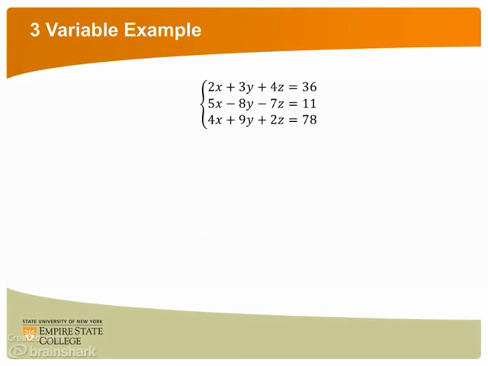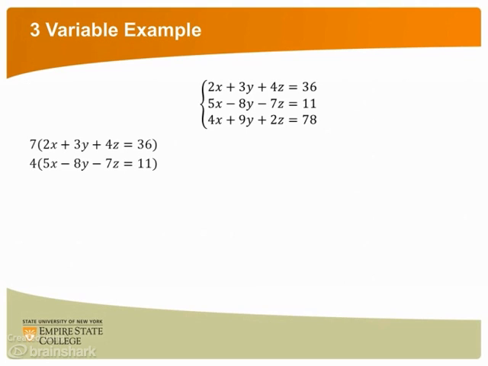How are we going to handle a problem where we have 3 equations with 3 variables? Our basic plan will be to work on 2 equations at a time to eliminate one variable completely. This will leave us a new system of 2 equations in 2 unknowns. In this example, we will eliminate z. First, we will work with the top 2 equations. 2x plus 3y plus 4z equals 36, and 5x minus 8y minus 7z equals 11.